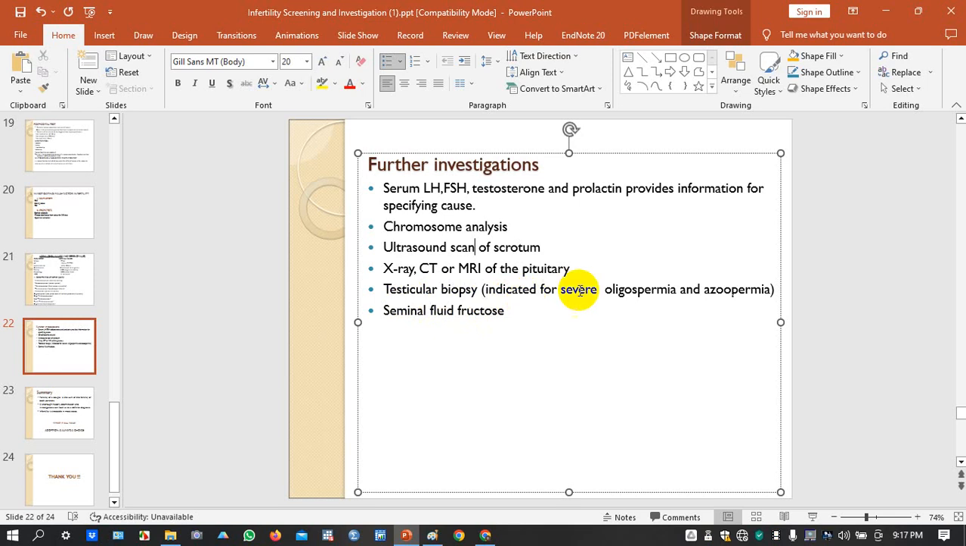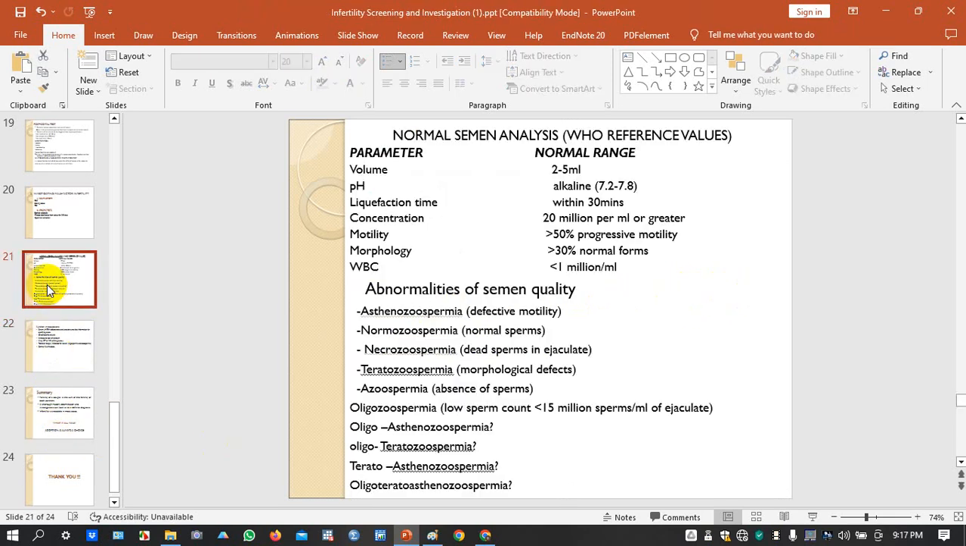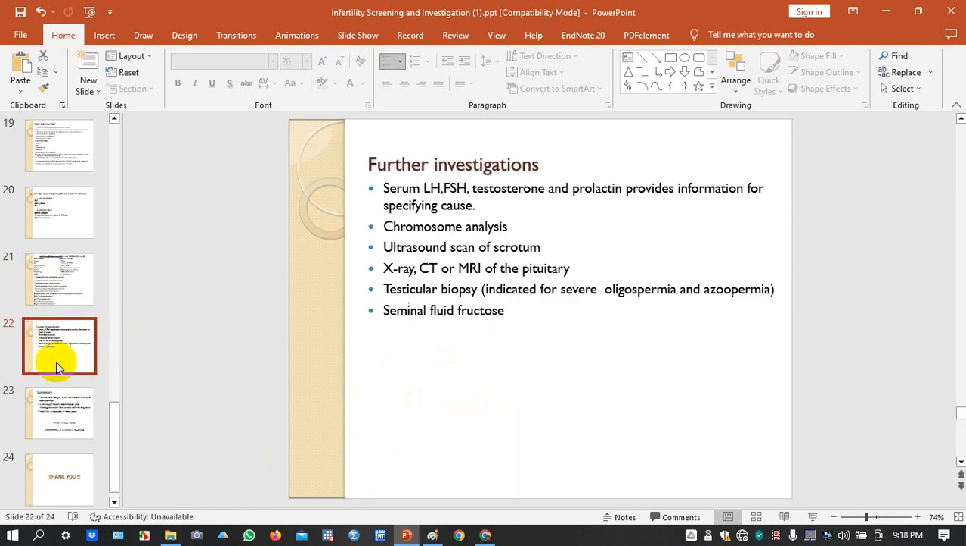Testicular biopsy is indicated for severe oligospermia and azoospermia. Azoospermia means absence of sperms, so that is a serious situation. With those cases, you do a testicular biopsy, which means you take a small piece of the testis, the tissue of the testis, and do histopathology to find out whether there is testicular function.